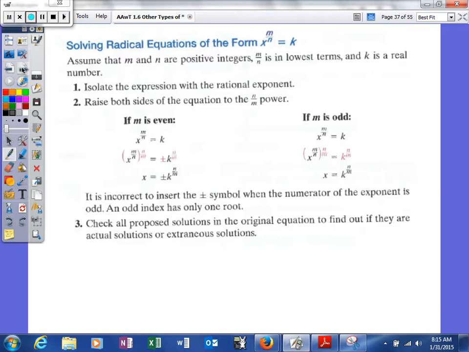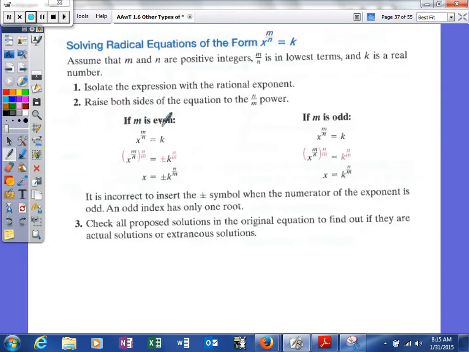Raise both sides of the equation to the n over m power. So if you notice, what they're doing is basically undoing this. If you have an exponent of m, we're going to take the root of m to get rid of that. If you have the root of n, you're going to take the exponent of n. Now here's the big key.